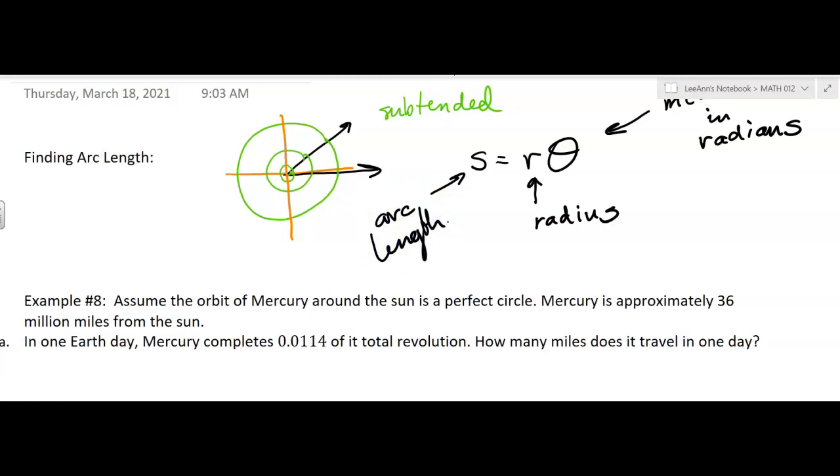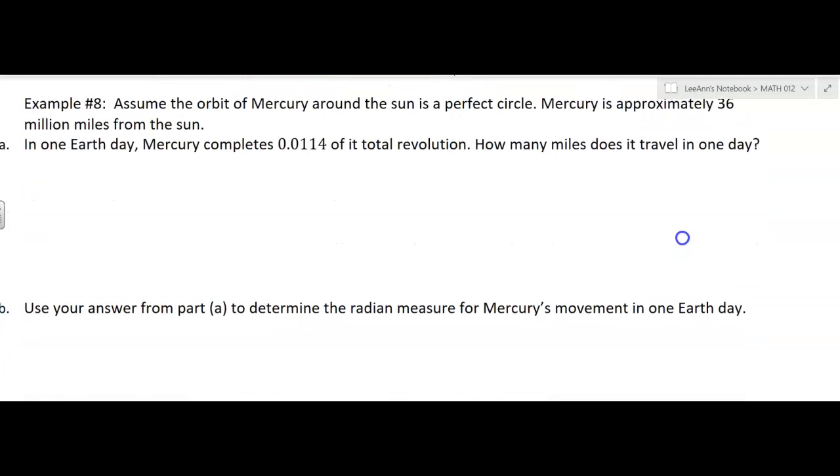Okay, so now we're going to look at this problem. Assume the orbit of Mercury around the Sun is a perfect circle. So here we have the Sun, and then Mercury is going around the Sun in a circle. Mercury is approximately 36 million miles from the Sun. So the distance from the Sun to Mercury is the 36 million miles.